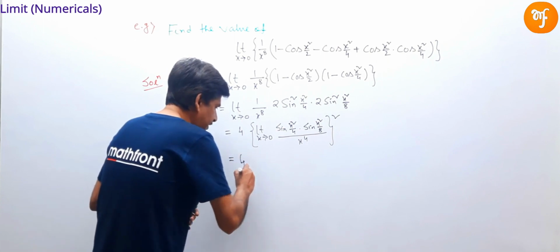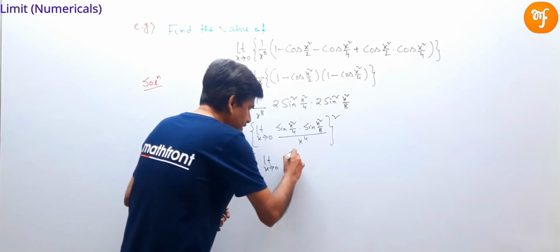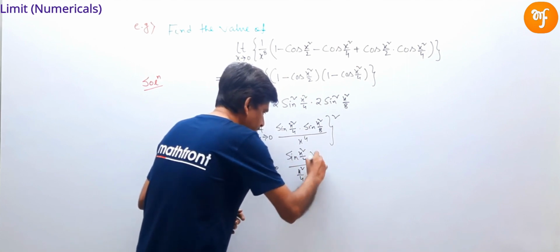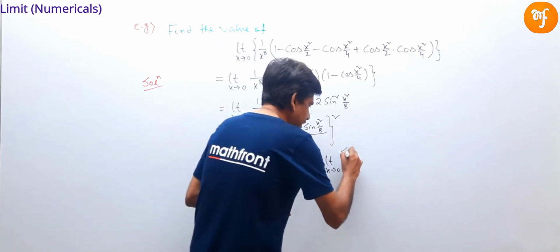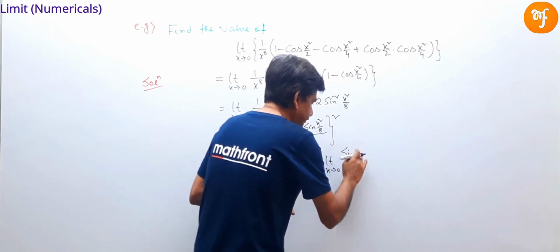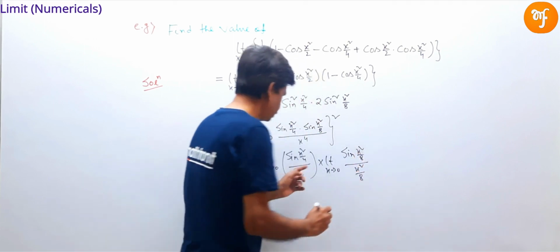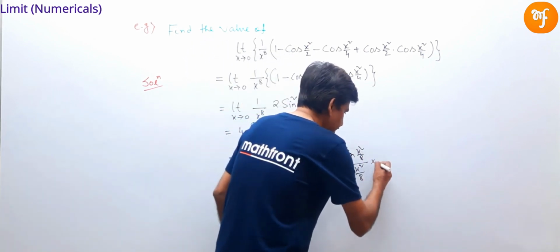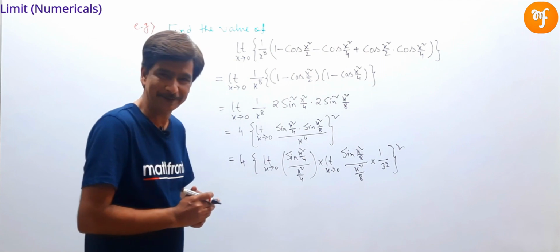Now, this can be written as 4 into limit x tends to 0, sine of x square by 4 divided by x square by 4, into limit x tends to 0, sine of x square divided by 8 by x square divided by 8. So, x square is x to the power 4 and 4 into 8 is 32. So, we have to adjust in this way, 1 by 32 whole square. Is it clear?